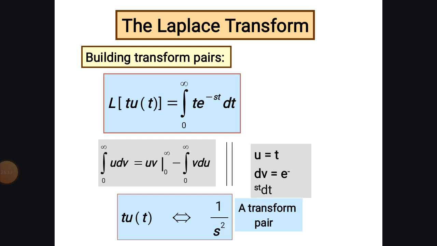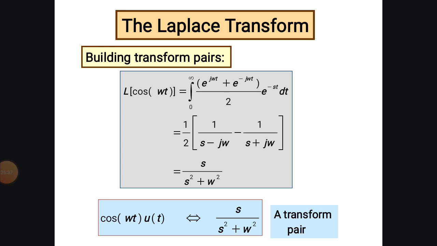Next transform pair is Laplace of t u of t. By using the definition and the UV rule and solving this, we get Laplace of t into u of t is 1 upon s square. This is the second transform pair.